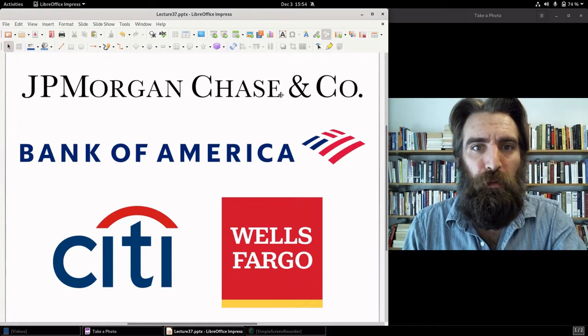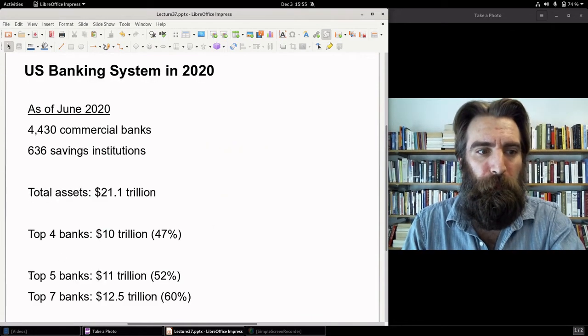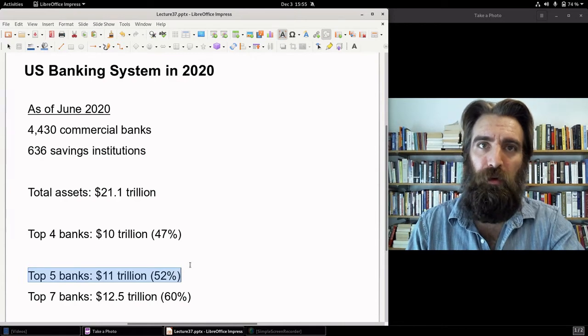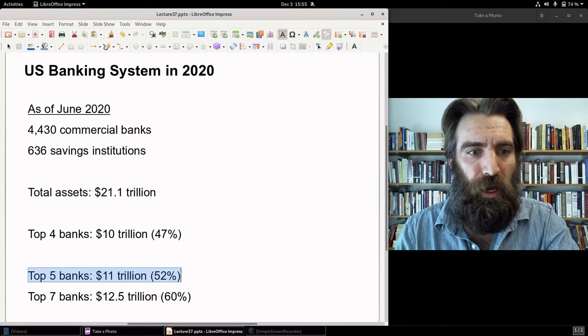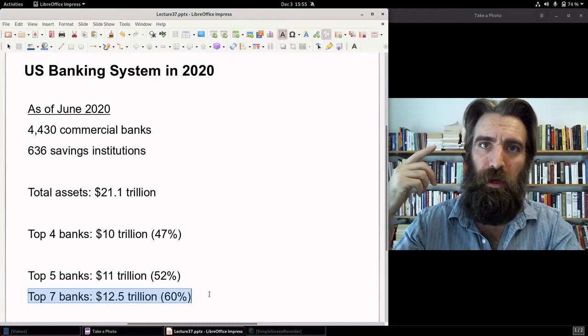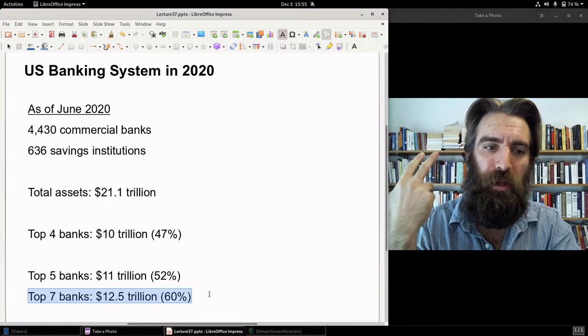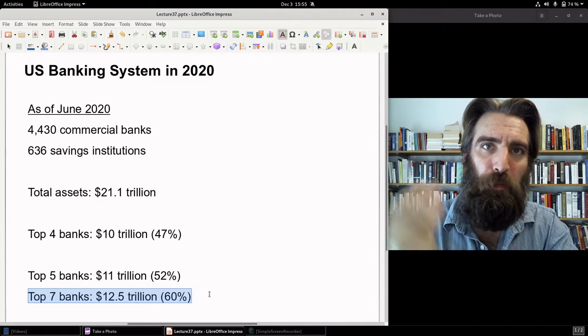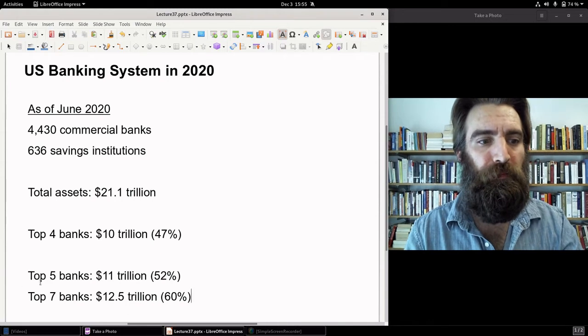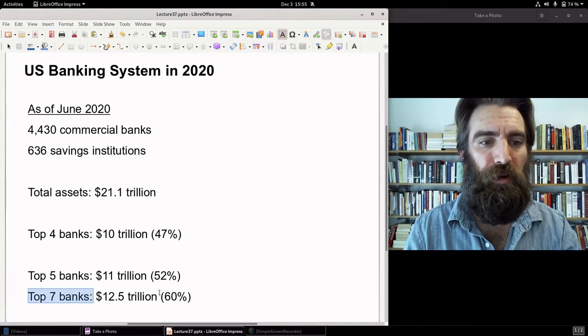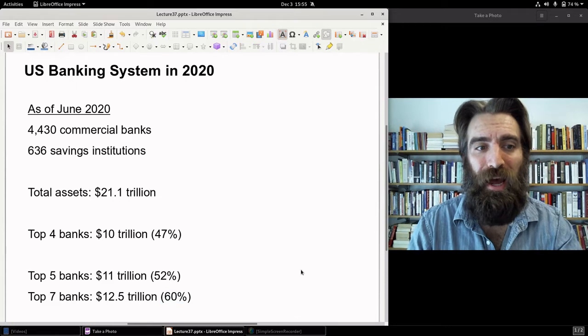Who are those top 4? JPMorgan Chase, Bank of America, Citigroup, and Wells Fargo. Those are the top 4. You want to expand it a bit to the top 5, which would throw Goldman Sachs in there. Then you're talking 11 trillion, 52%. And then if you do the top 7, which would include Goldman Sachs, Morgan Stanley, and U.S. Bancorp, then you're looking at 60%. The top 7 banks comprise 60% of all bank assets in the United States.